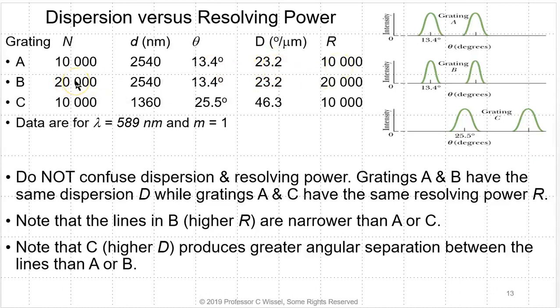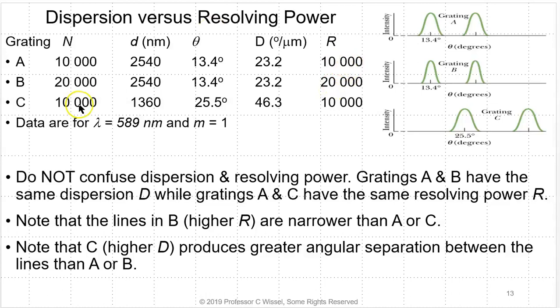B has 20,000 lines, but the same line spacing as A, so it's got 2540 nanometers for line spacing. The angle is the same as A, 13.4 degrees. The dispersion is the same as A, 23.2. The resolving power is much better, 20,000.